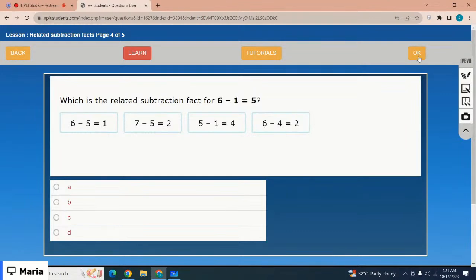So the correct option is option number A. 6 take away 5 equals 1. That is the correct option. Very good. A is the correct option. 6 take away 5 equals 1.